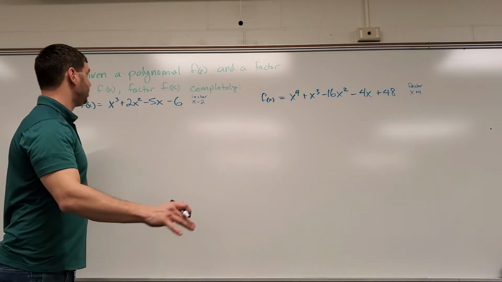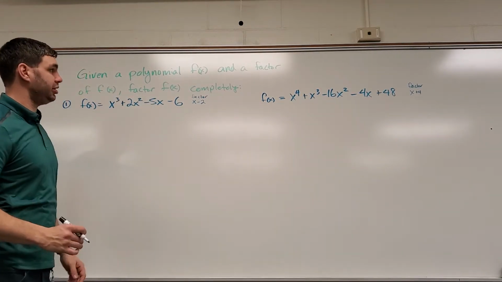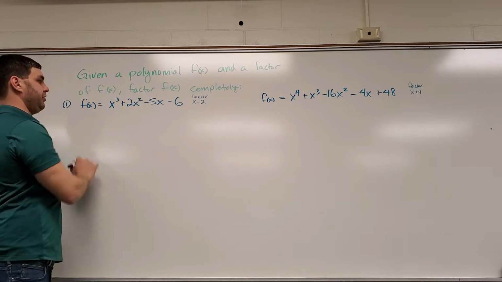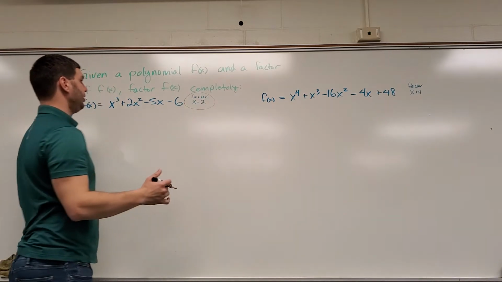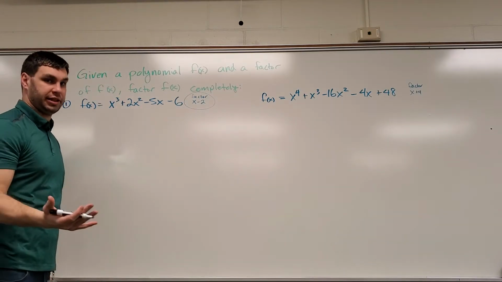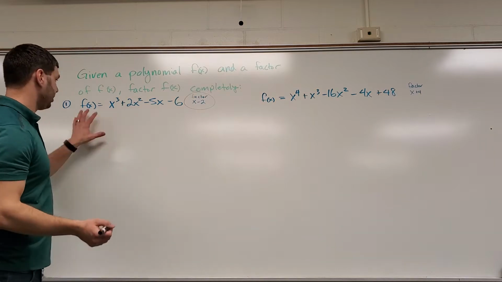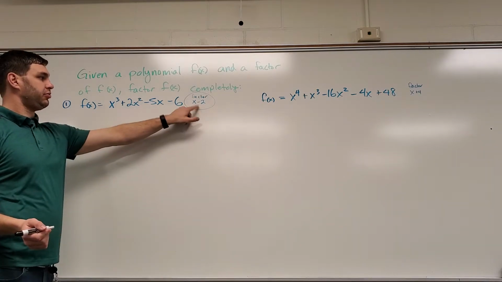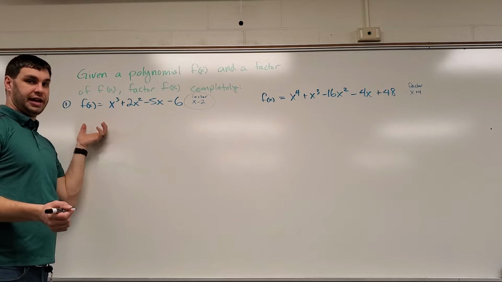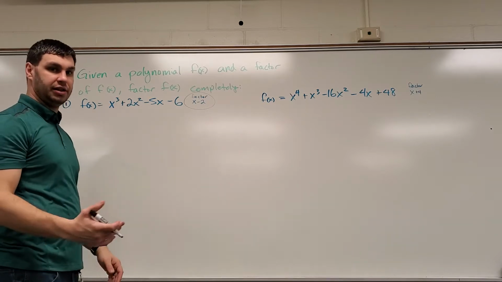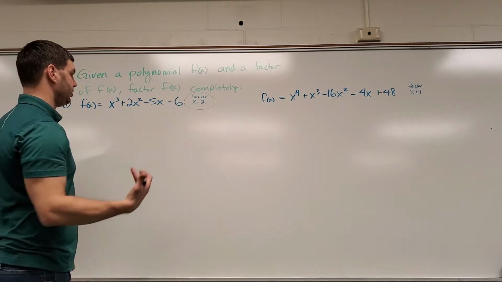All right, guys, in these two problems, it's asking us: given a polynomial f of x and a factor of f of x, right here we have a factor, we want to factor f of x completely. So how we're going to do this is we're going to take our function, first off solve for x, and then use that with a little synthetic division and then hopefully factor afterwards. So let's see if that works.